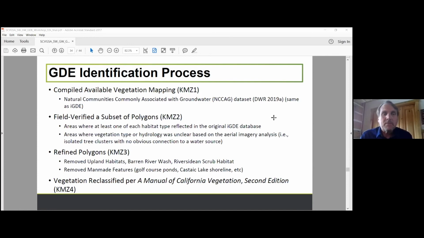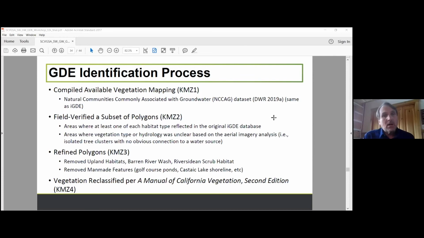Finally, then in KMZ4, it's pretty much the same as KMZ3, but we've just reclassified the definitions of the habitat types to match the Manual of California Vegetation, which is what California Department of Fish and Wildlife likes to see. So we've just standardized essentially the vegetation classification.